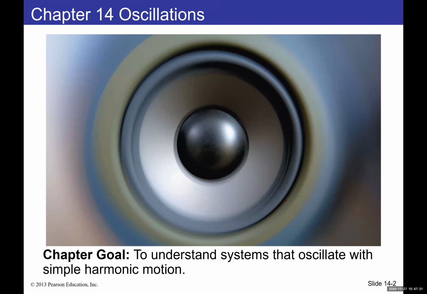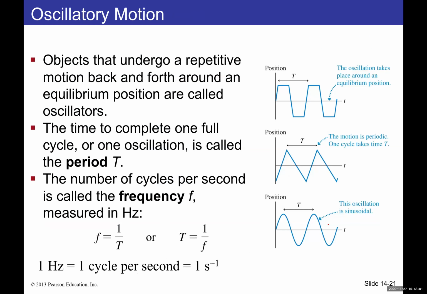Simple harmonic motion, and this is sort of an application of the general category that we call oscillations. So that means an object or system that undergoes an oscillatory motion can also undergo a simple harmonic motion. So simple harmonic motion is one of the categories within this broader category of oscillations. All right, so let's look at oscillatory motion first.